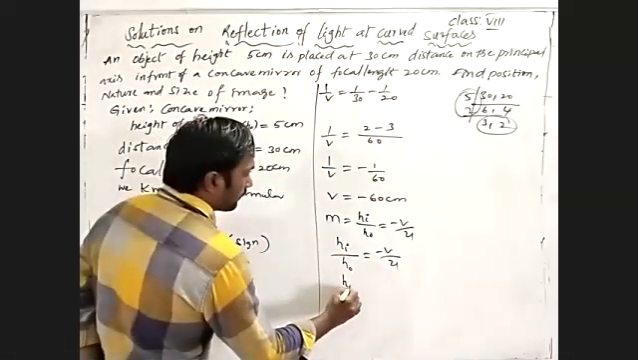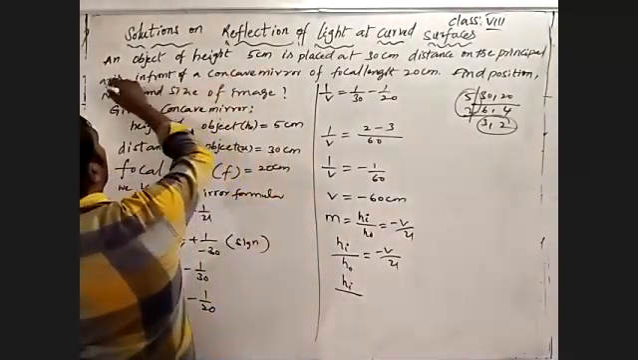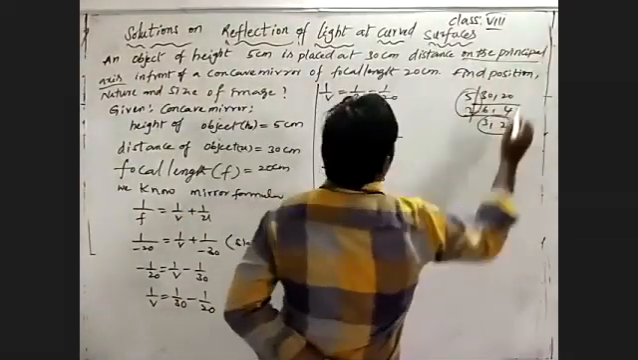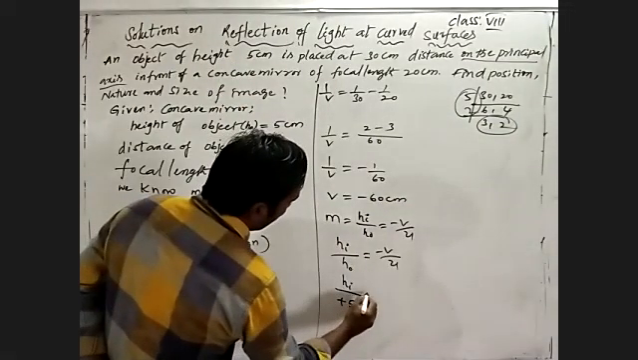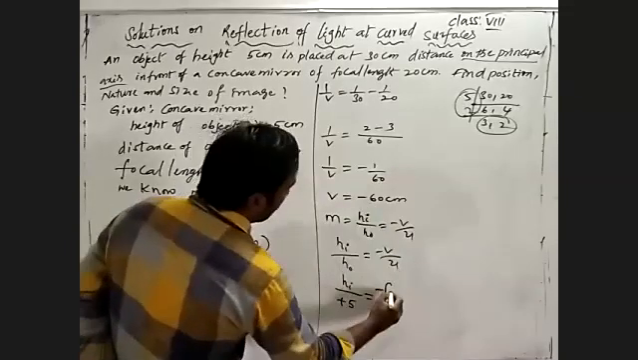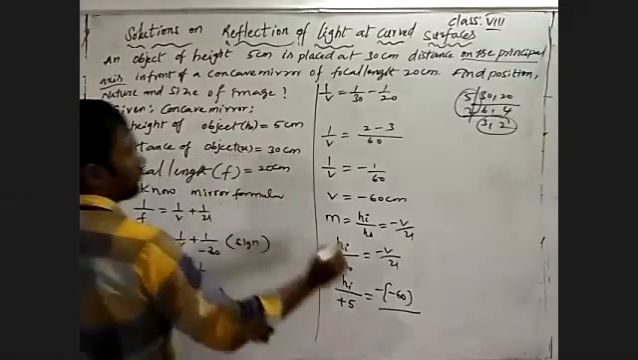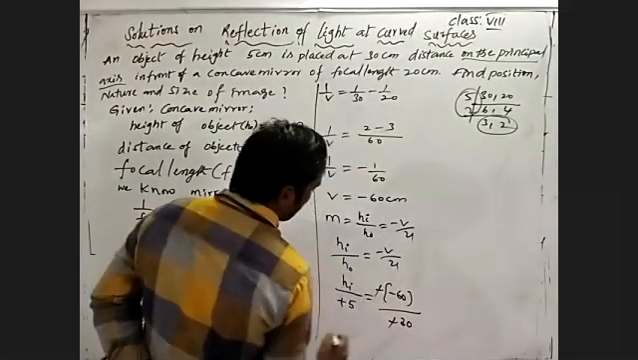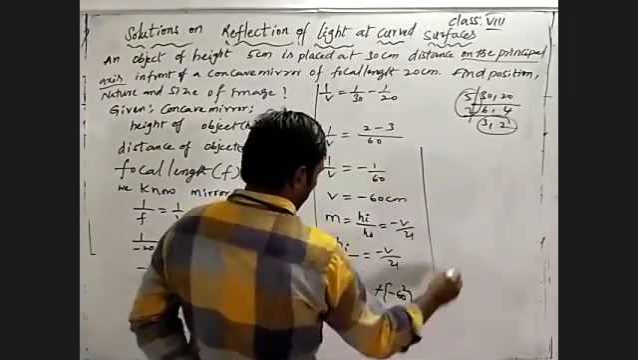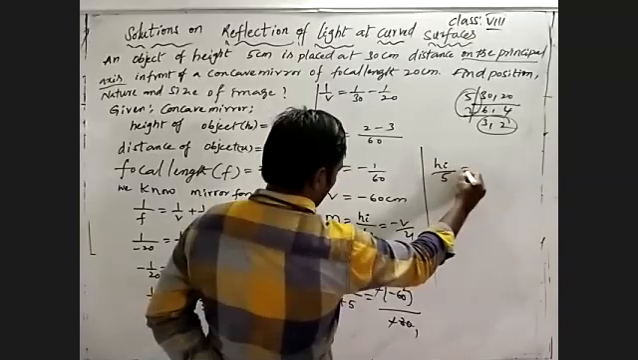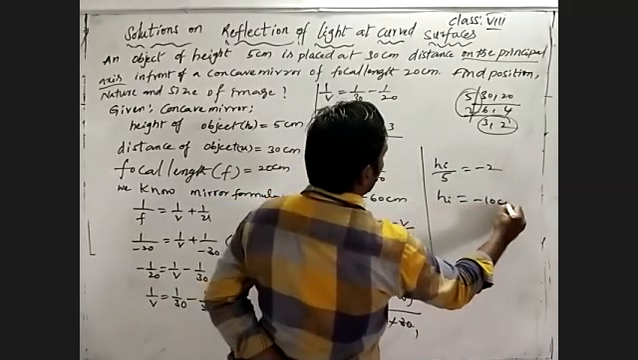Hi we have to find, and for that we should not apply the sign convention to it. H naught is placed on the principal axis, so positive. The height of the object is 5 centimeter. So plus 5 is equal to minus, image is minus 60 by object distance, which is minus 30. So the minus cancels. We get Hi by 5 is equal to minus 2. Hi is equal to minus 10 centimeter.